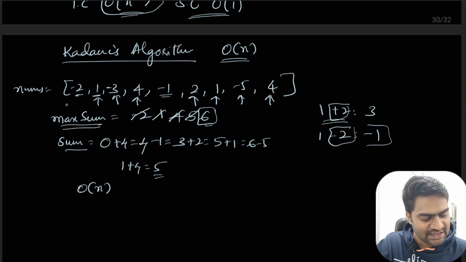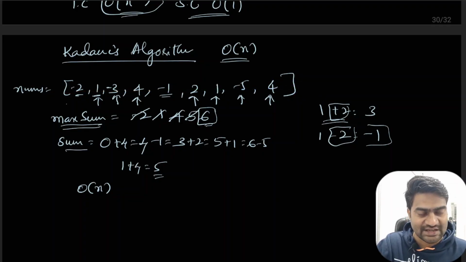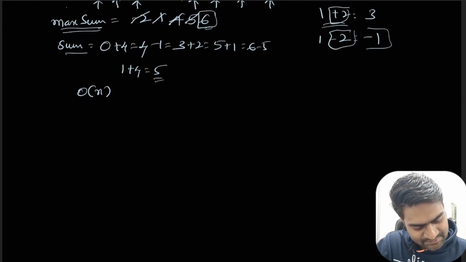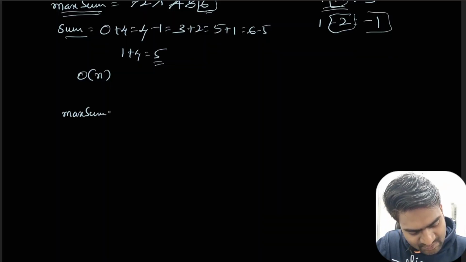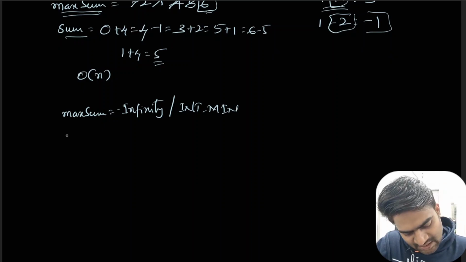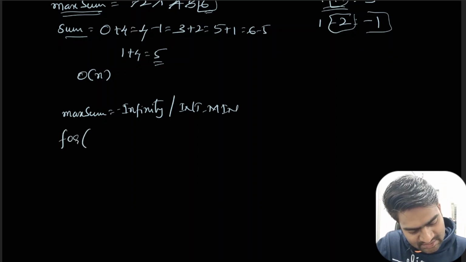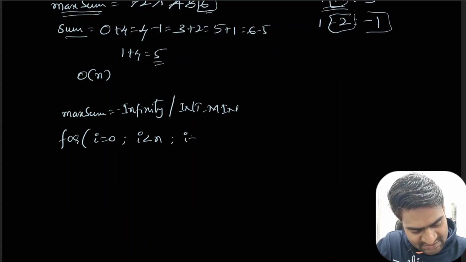If you see, we iterated over this particular array only once, and with that one iteration we found the maximum sum. Let us try to write the pseudocode for this. So what I will do, my max sum equal to minus infinity or int minimum. Okay, then I will use for i equal to 0, i less than n, n is the length of nums array, then i plus plus.